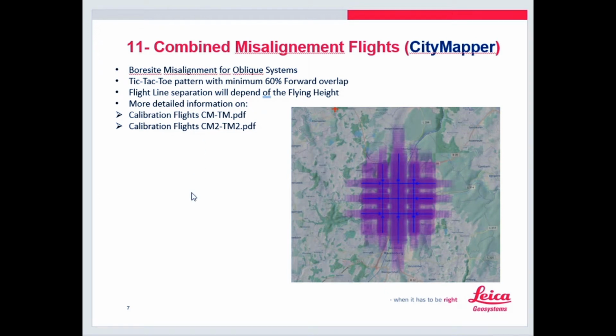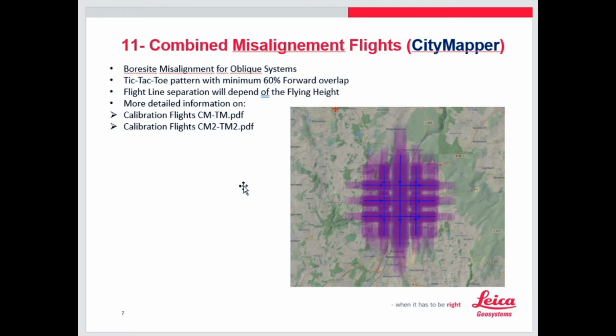For the combined misalignment flight, as told, this is an oblique system. We need to fly the 12 lines. So 3 lines north, south, south, north, and 3 lines in both directions, east, west, west, east. And this is the tic-tac-toe pattern, and more detailed information is in the two PDFs that I have prepared. So, do you have questions so far for this first introduction?